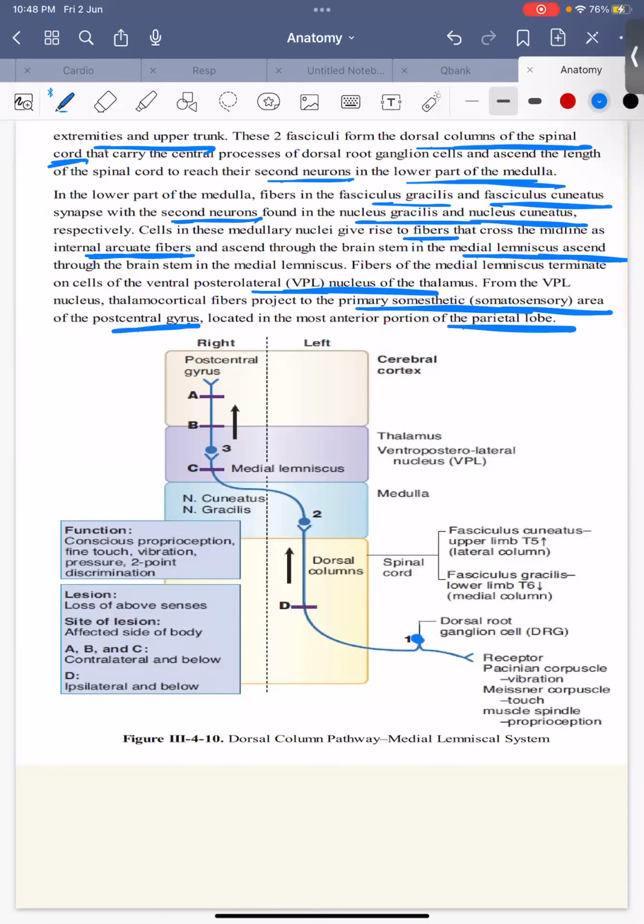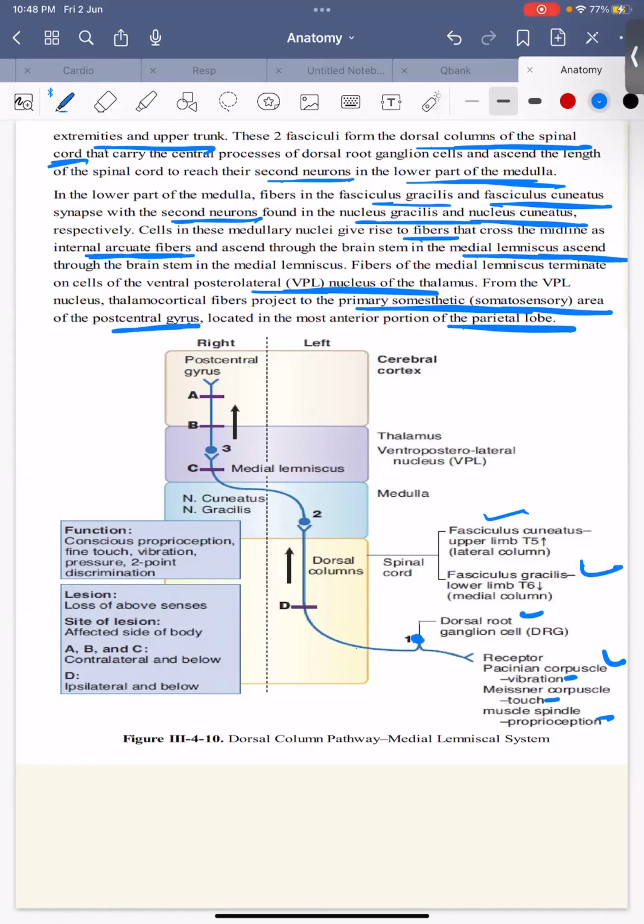So you can see here, we have the receptors and the first order neuron. The cell bodies of the first order neurons are in the dorsal root ganglia. These innervate peripheral receptors like the Pacinian corpuscle, which is responsible for vibration sensation, the Meissner corpuscle, which is for touch, and the muscle spindle, which is for proprioception. Their axons go in as the dorsal root nerves. These go into the spinal cord, and as they go on, they coalesce together as the fasciculus gracilis and fasciculus cuneatus.